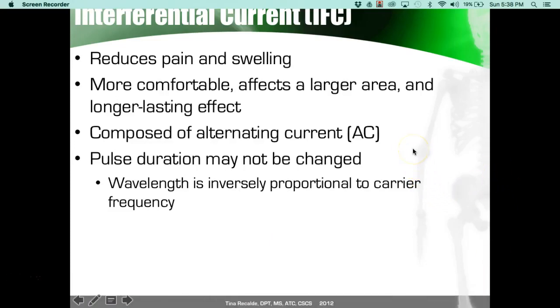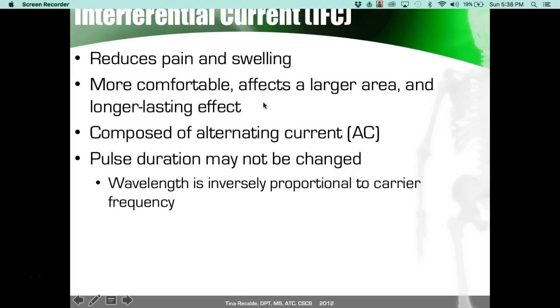Okay, so now we're going to talk about interferential current, commonly known as IFC, and that's how we can document it in a SOAP note, is IFC. It reduces pain and swelling. It's more comfortable, affects a larger area, and is longer lasting.